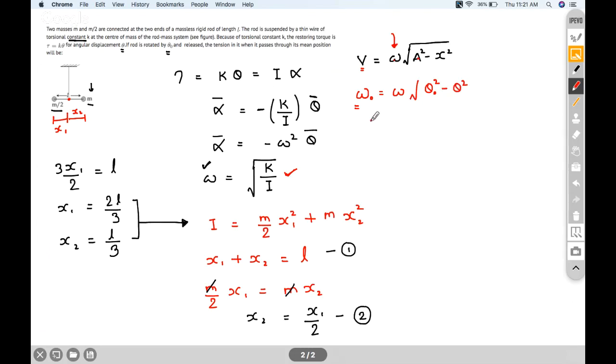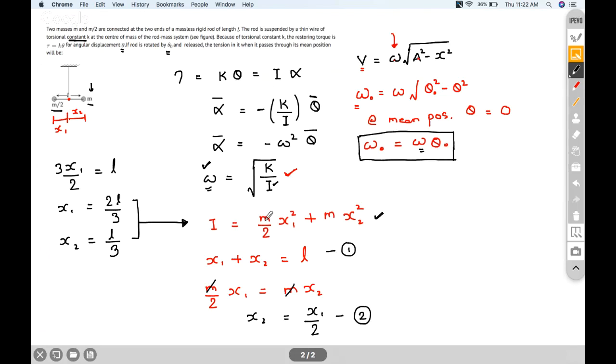At the mean position, the value of theta is 0. So omega naught, which is the angular velocity at the mean position, will be omega into theta naught. So we now have knowledge of the angular velocity. Remember, this is the angular frequency omega, which you need to substitute here. The moment of inertia you will get from this equation, just substitute the values of x1 and x2. I'm assuming that we now have the angular velocity known.